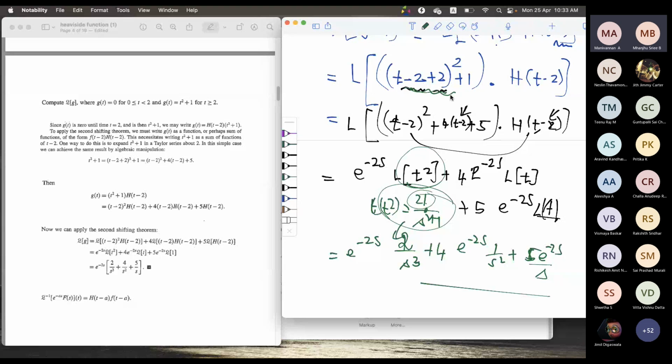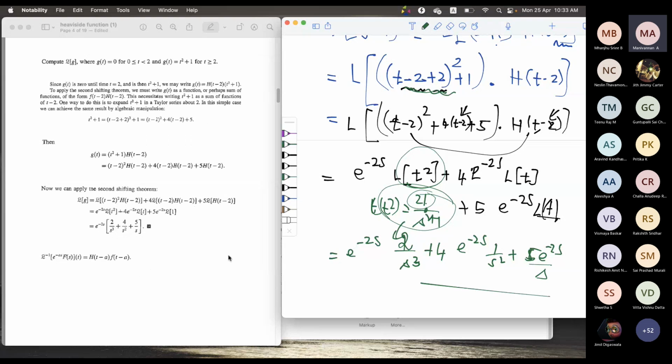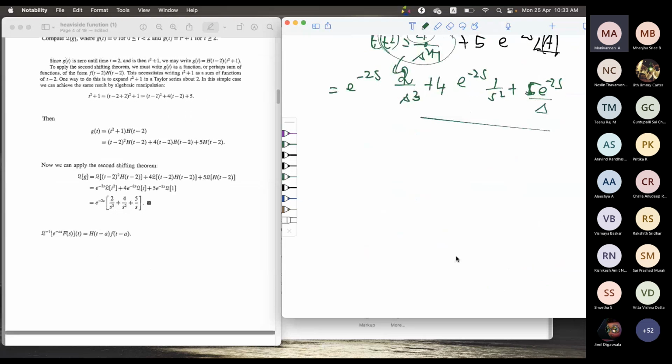Sir, how did you get the details here of 1, sir? In the last term, Laplace transform of h of t minus 1 you are having, right? Or t minus 2 you are having. Which means that here my function is 1. F of t is 1.